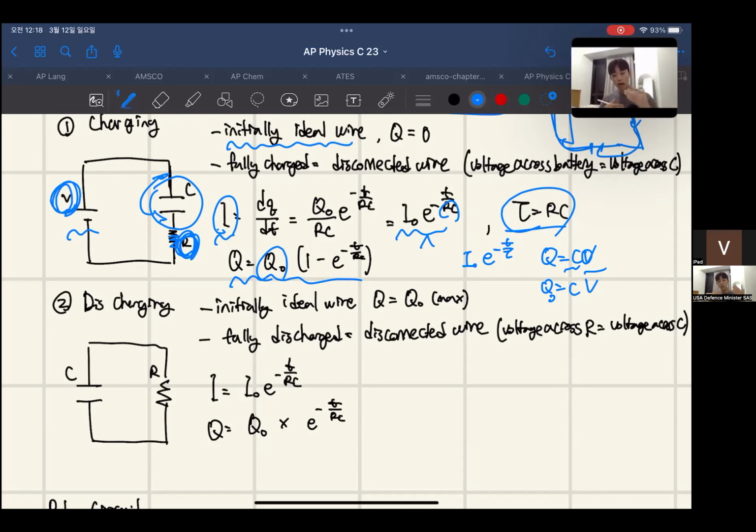Why? The voltage across resistors is V equals IR. And if I, or the current, is 0, then V, the voltage across the resistor, is going to be 0. Thus, this resistor is going to be useless. Now, the only elements left in your circuit are going to be your battery and your capacitor.